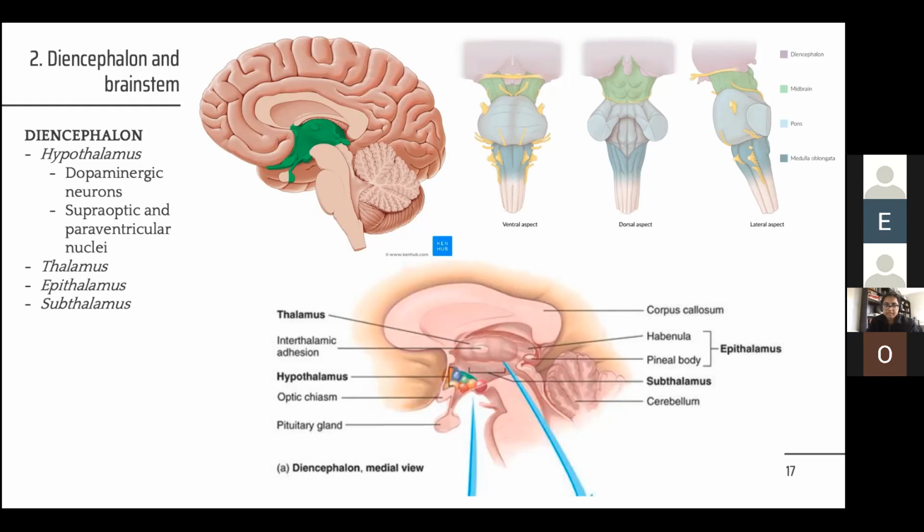The other part of the diencephalon is the subthalamus, which is this area here. You don't need to know too much about the subthalamus, but when we talk about the indirect and direct pathways later on, one of the pathways goes through the subthalamus, and that's all you need to know about it. Any questions about the diencephalon before we move on to the other parts of the brainstem? I am going to take that as no.